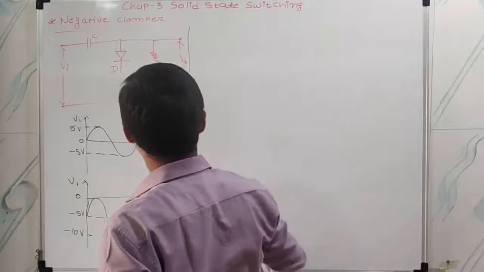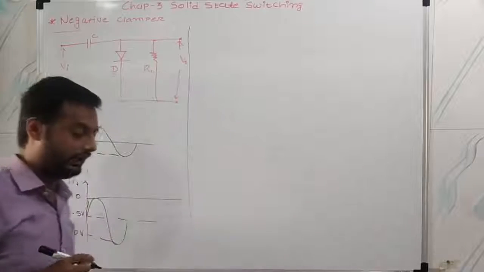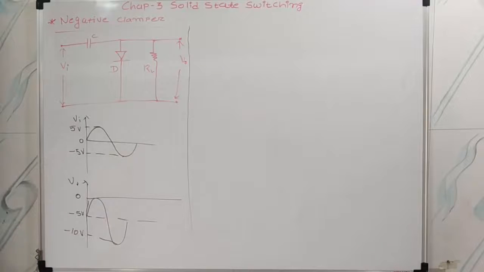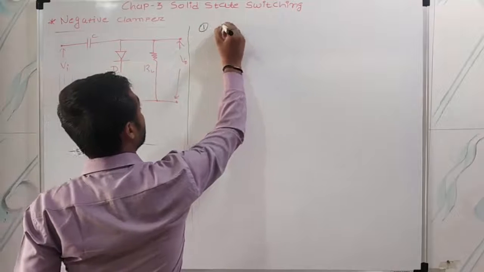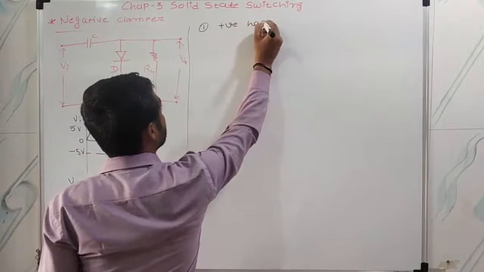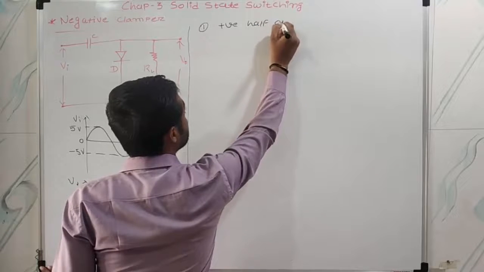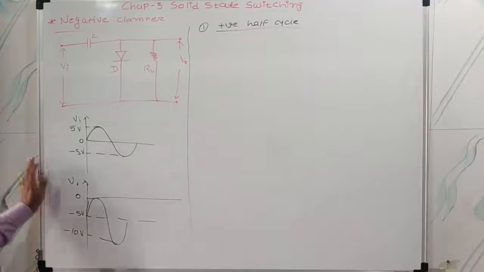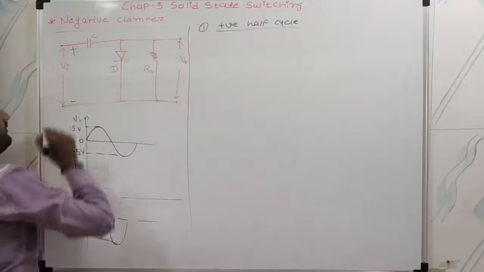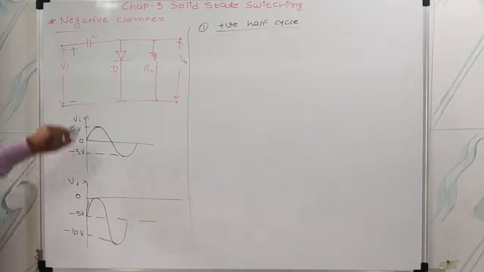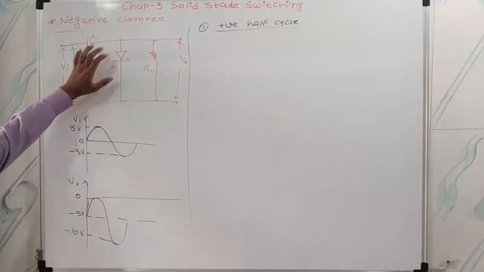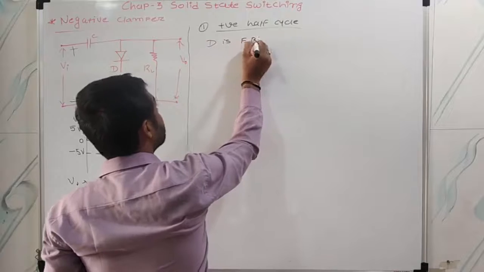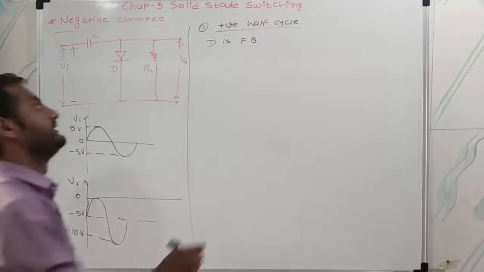Now let's see how it will work, right? So suppose at the positive half cycle, what will happen for the positive half cycle? For the positive half cycle, this part is positive, this one negative. What will happen? This diode is in reverse bias, so forward bias, the diode is in forward bias.